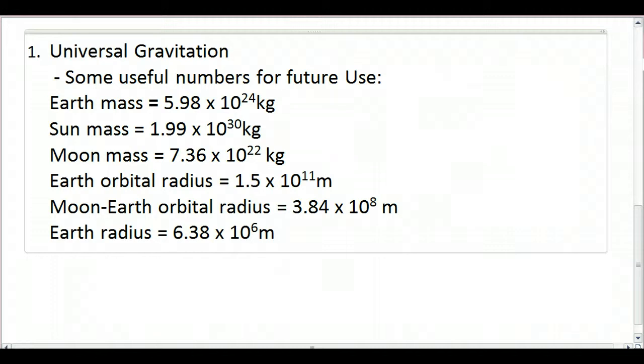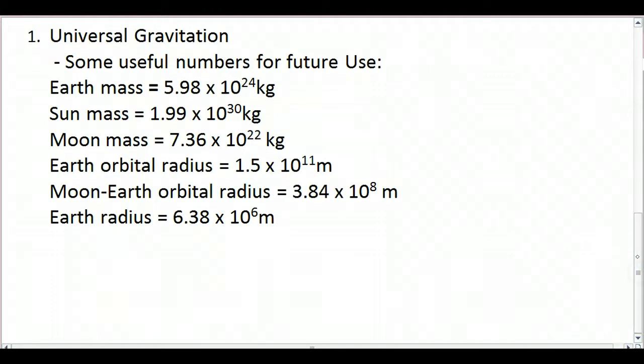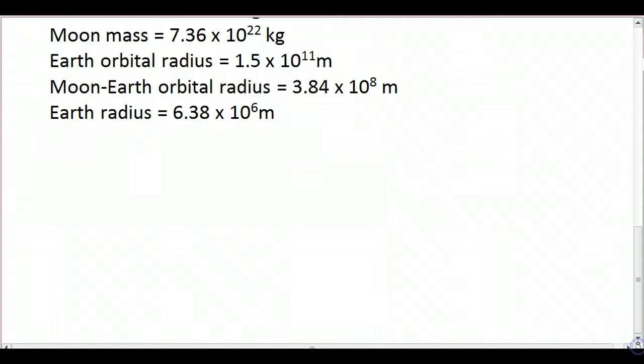Okay, crucial thing. When you're doing universal gravitation, you need to use the distance between the center of the two objects. Now, when we're talking about people or animals in the zoo, the difference between the center and the outer edge doesn't really matter. But when you're talking about a planet or a moon or something large like that, it's a very important difference.